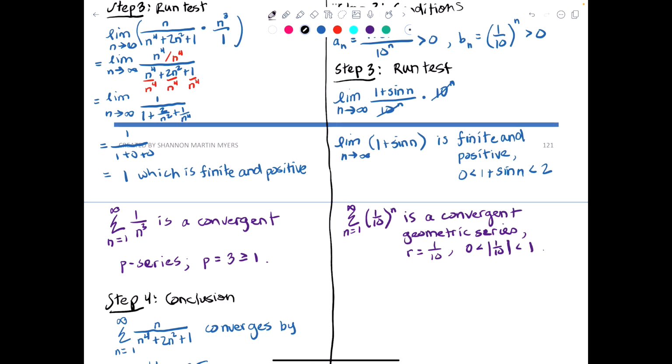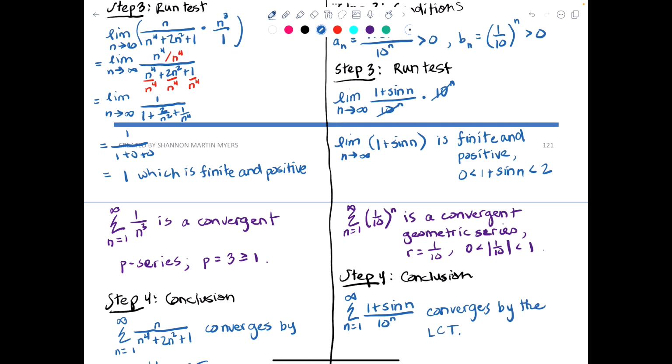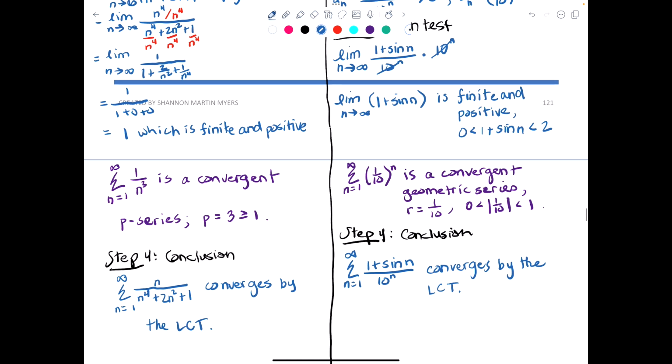And so now for our conclusion, we can say the summation as n goes from 1 to infinity of 1 plus sine of n over 10 to the n converges by the limit comparison test. Groovy?